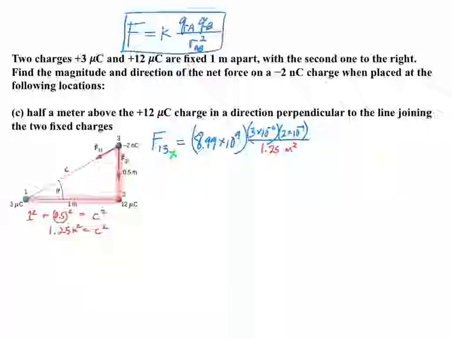I did this purposely this way to emphasize that when you use Coulomb's law and you have x and y directions happening, you must use r squared, which is always the distance between the two charges.